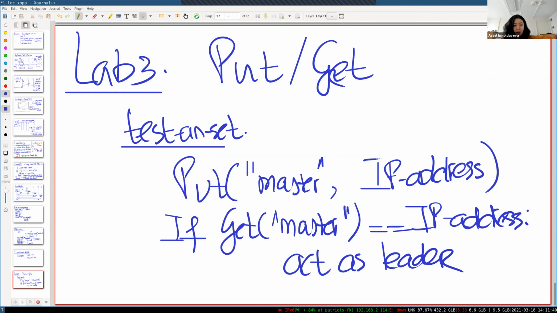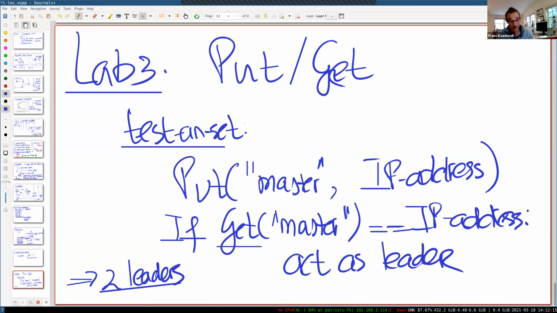There's no atomicity between the put and the get, so maybe someone else changed it. Correct. So basically, there could be 2 clients, correct? They both could execute the puts at the same time, and then roughly they do it at the same time and they interleave, and both will actually return from get with their particular IP address. And so we can get 2 leaders. And that's, of course, not what we want.